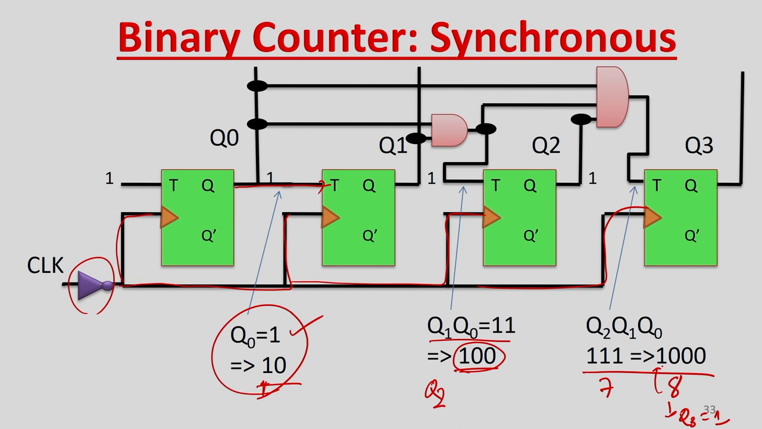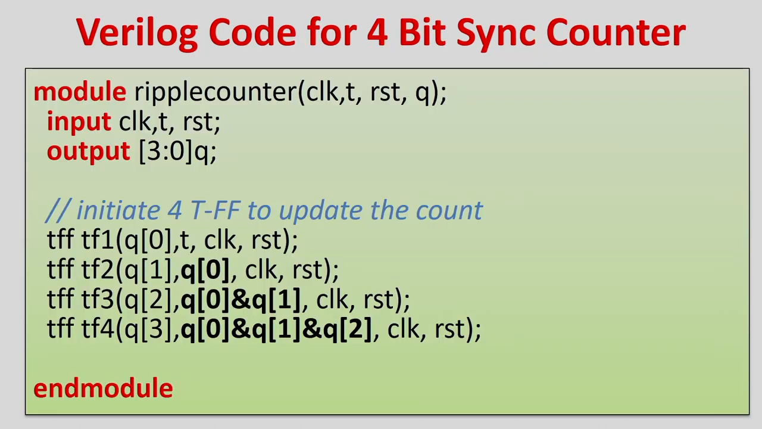And how can we design the circuit? Here we feed T equal to Q0 directly, and for the next one we take Q0 and Q1, so it is Q0 AND Q1, and this one is Q2, Q1 and Q0, all three ANDed. In this way you can generate this. Here we are using a 3 input AND gate; without a 3 input AND gate, you can also get it with 2 input gates, but that will give more delay. And how do you write the Verilog code for a 4 bit synchronous counter?